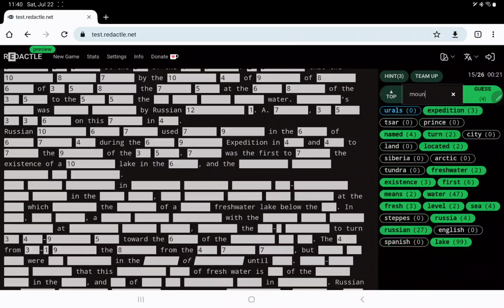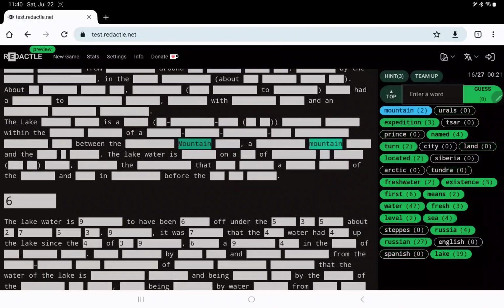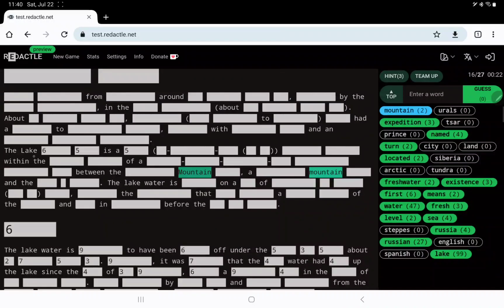No. How about a mountain? 2 mountains. The lake 6, 5, and that's capitalized, is a 5, 2-94. I think that's again some dimensions that is hyphenated for some reason. 8, 7 within the 7-7 of a, oh my goodness, 7-7-9-4, 11.